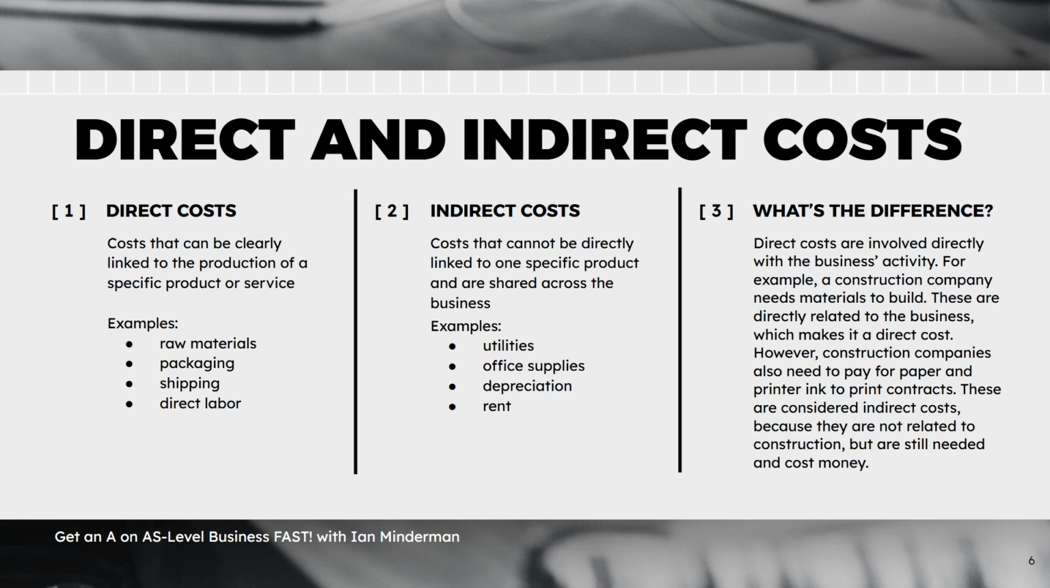However, construction companies also need to pay for paper and printer ink to print contracts. These are considered indirect costs because they're not related to construction, but are still needed and cost money. Anytime that you build a building, you're going to have a contract on paper. Even in the least developed countries in the world, you're going to have a contract anytime you build a building. So that's an indirect cost. They still have to pay for the lawyer usually to write up those contracts. They have to pay for the printer ink, the utilities to power that printer, so these are indirect costs.